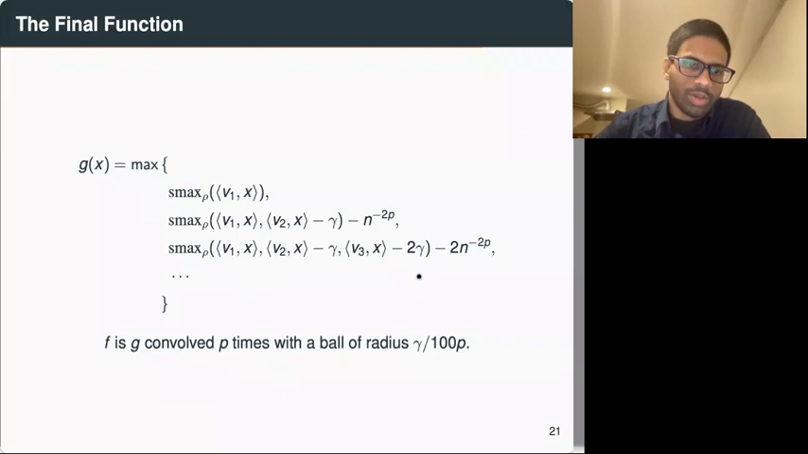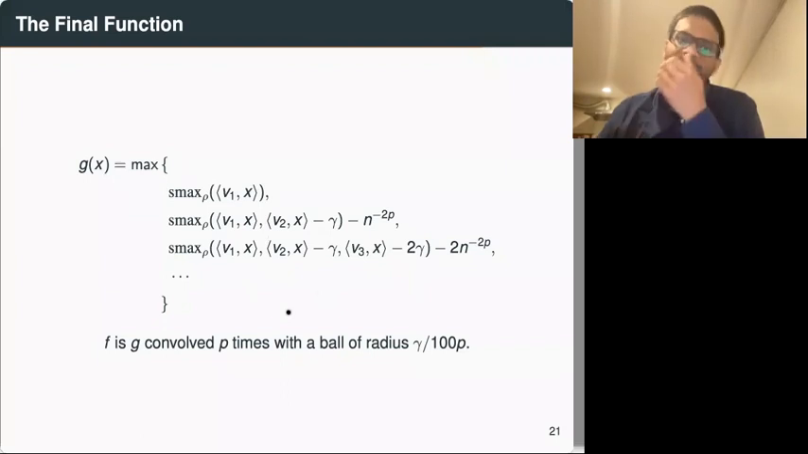If you go through the calculations, you'll see that on your first query, V1 inner product X is around gamma larger than the second term, so this is going to be the maximum. In your second query, this is going to be the maximum with high probability, and so on. And then you're convolving it p times to make sure that it's finally smooth overall. It's quite ugly, but it works.